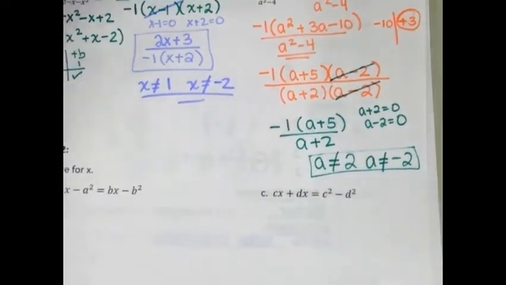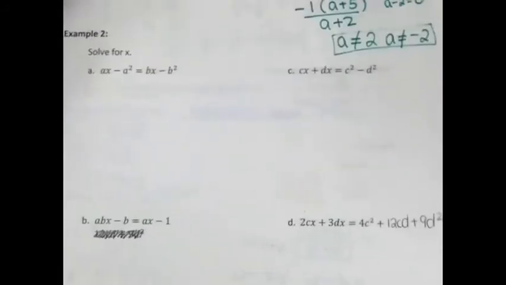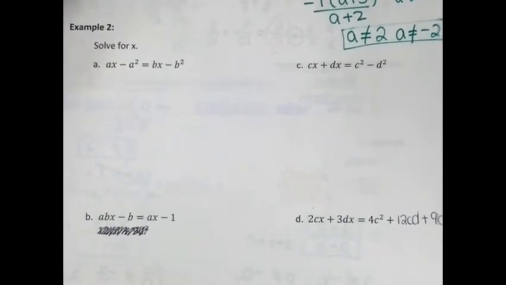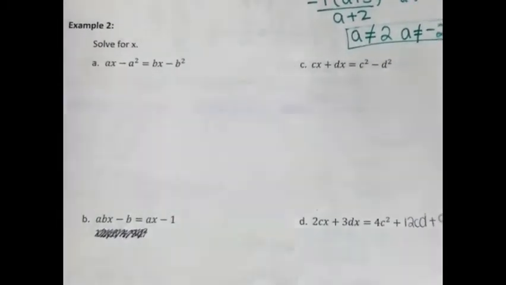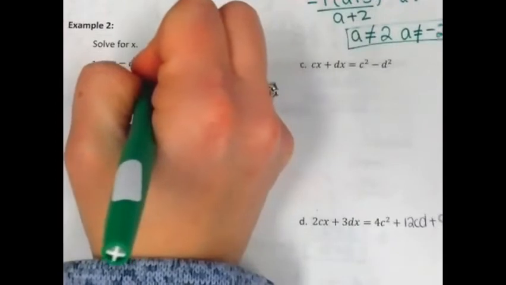Okay. All right, example 2. Now we're going to solve for x. So we're actually solving the equation. So if we're solving for x, if there's multiple x's, don't we need to have them on the same side and put everything else on the other side? Yeah. So right now we have ax on this side, which is great, but we have bx over here. So how would I move a positive bx to the other side of the equal sign? I would subtract it, yeah.